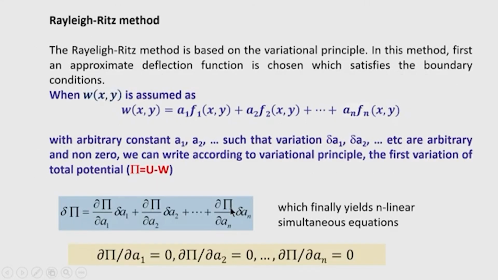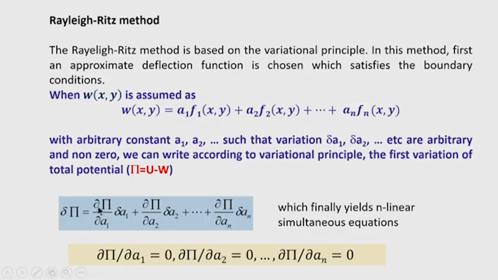Now, in the last class I discussed the Rayleigh-Ritz method. It was derived based on the variational principle, where we have seen that the first variation of the total potential is 0 if the system is in stable equilibrium. That means, if we find the strain energy and the work done by the external load, then we can form an expression for the total potential.